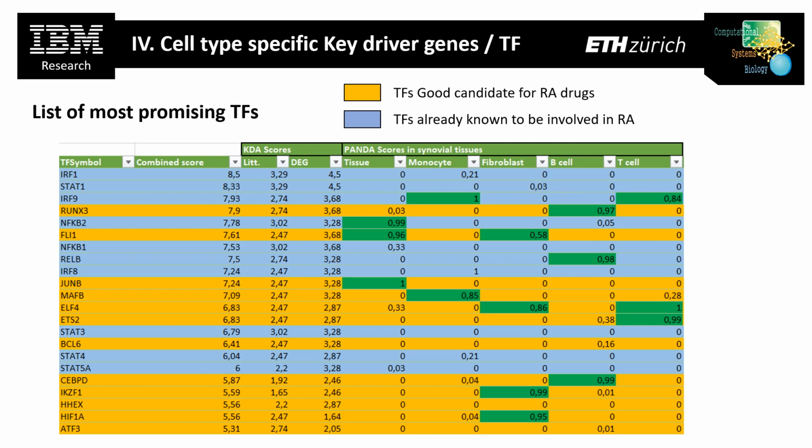And so what I gain at the end is a list, for example, of promising transcription factors, combining the two methods above, the key driver analysis and the PANDA network analysis. Interestingly, in the top 15 of this list, nearly half of them are already known to be involved in the literature. So this tells us that our method is quite reliable. And then it means we could explore the other ones in orange here that are not described in the literature. They could be interesting targets for potential treatments.